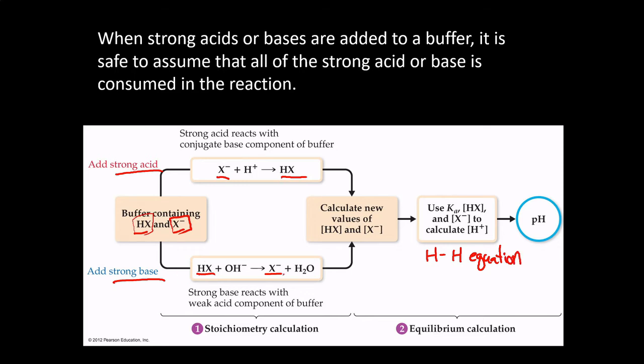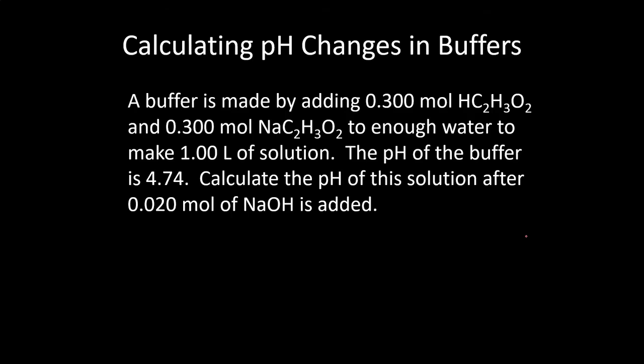So this first step here is really just stoichiometry. What did we start with? How much is reacting? So then, therefore, how much of this step do we have left? Take those numbers, plug it into the Henderson-Hasselbalch to find the pH. So let's look at an example here. So we have a buffer that is made from adding 0.3 moles of acetic acid and 0.3 moles of sodium acetate to enough water to make 1 liter of solution. And the pH of the buffer is 4.74. So that is our starting state.